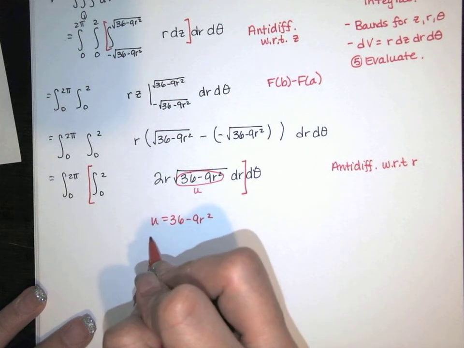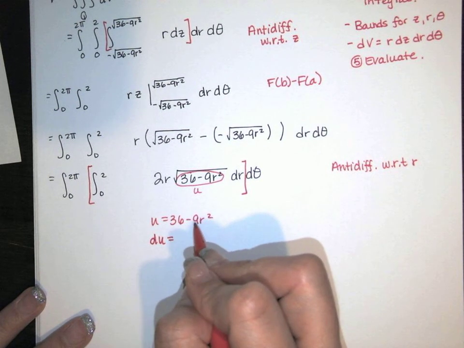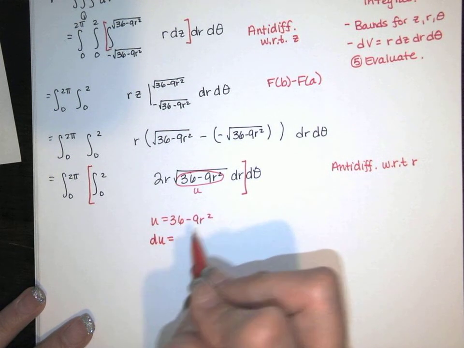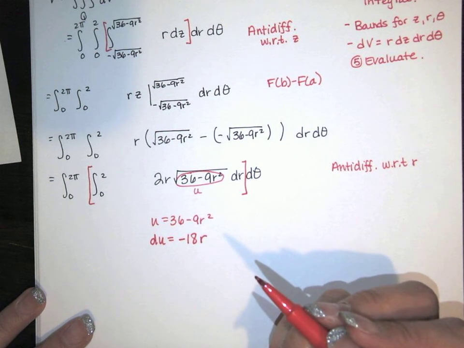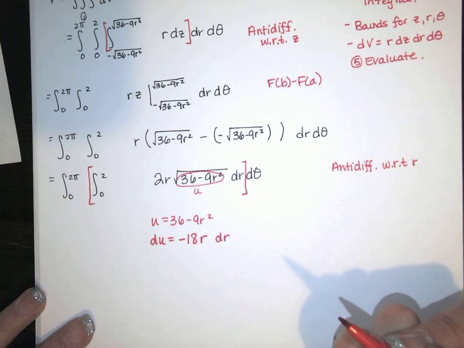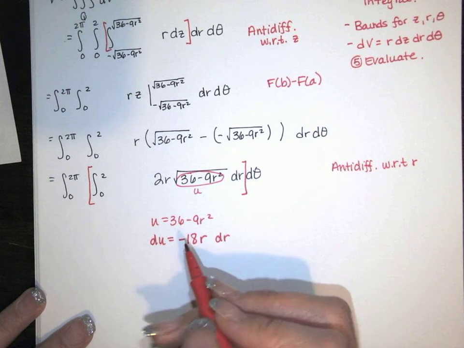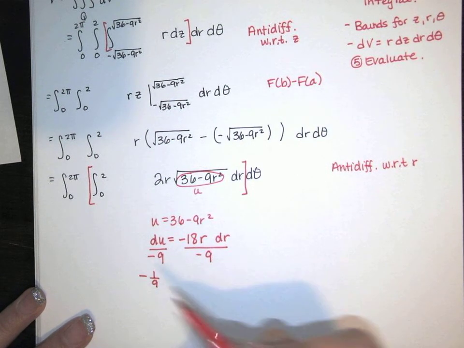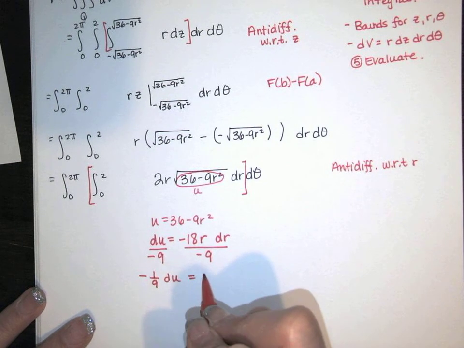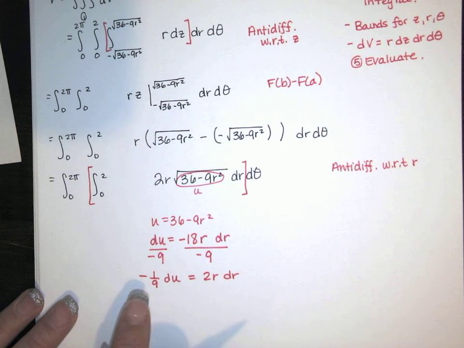So we let u equal this, then compute du. Derivative of 36 is 0. The derivative of negative 9 times r squared is negative 9 times 2 times r to the 1 less power. 2 minus 1 is just 1. dr. And I need a 2r dr, not a negative 18r dr. Well, we can just divide both sides by negative 9, and that would give us exactly what we want. And dividing by negative 9 is the same as multiplying by negative 1/9. So we get 2r dr turns out to be negative 1/9 of du.